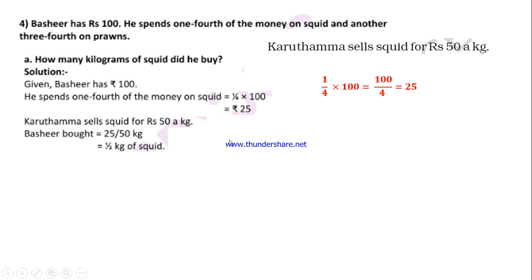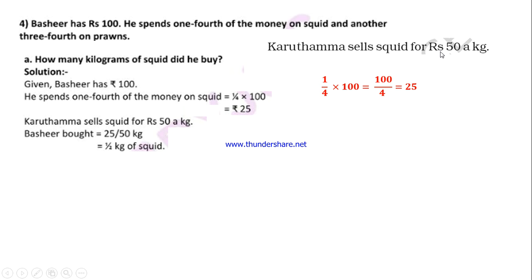So how much squid fish did Bashir buy? Half a kilogram of squid. That's what is given here. How do they find it? He is spending 25 rupees, divided by the cost of 1 kilogram, 50. To find the number of kilograms, we divide the amount 25 by the cost 50. If you divide this, you will have the answer half a kilogram.